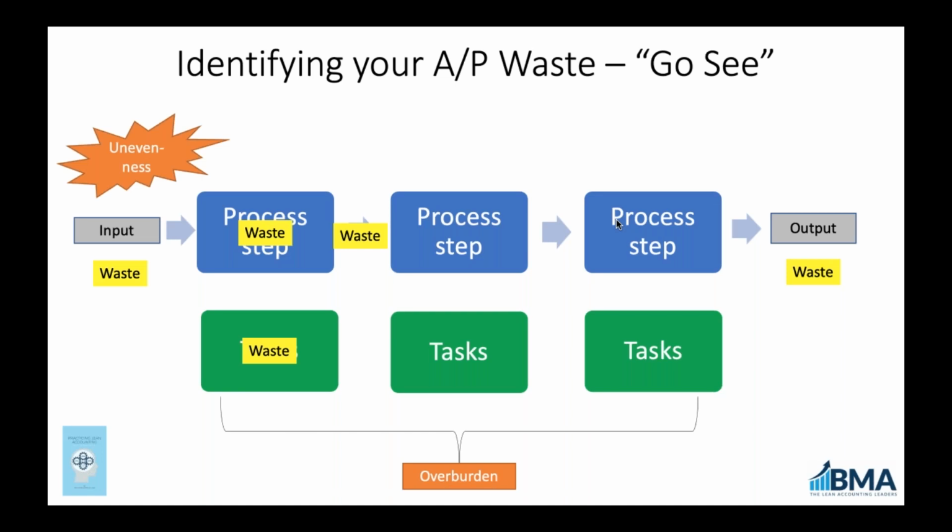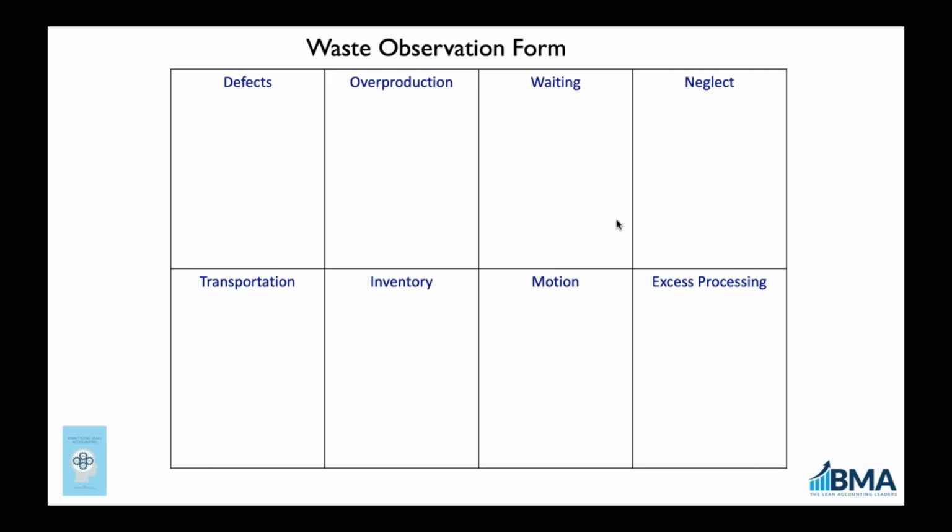So the idea of go see is, go see the actual person in the actual place, doing the actual work. Don't sit in a conference room and just talk about it. Create some very, very simple form, and just write down the waste that you see. This is just an example. What we're trying to do here is link the waste that we observe to the measurements. We're trying to create that linkage to get an understanding of the current state of accounts payable. So that's basically what you need to do to collect data on accounts payable to understand what your problems and issues are.